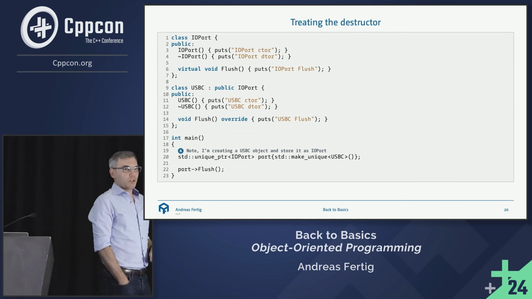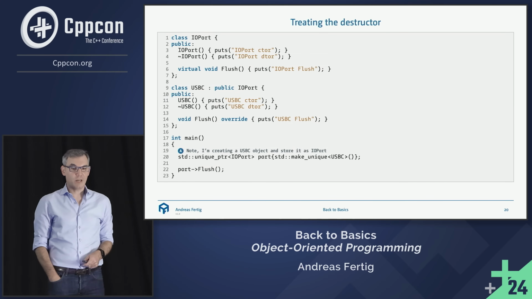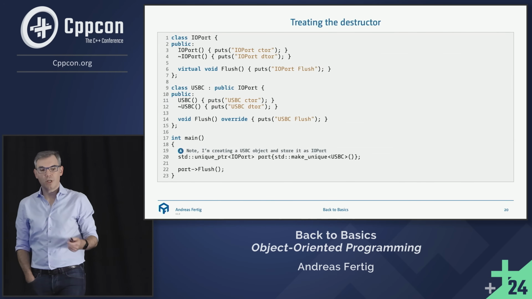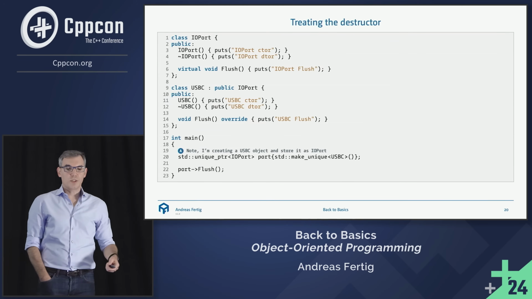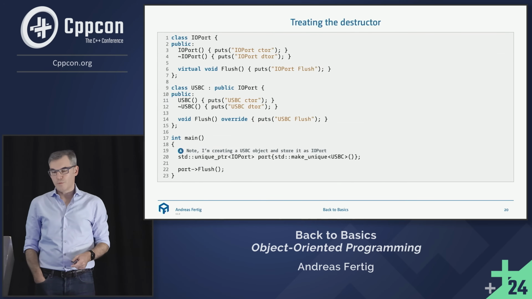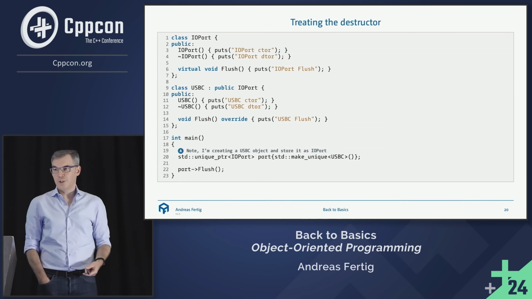Let's talk a little about treating the destructor. You've seen me doing that for some time now. Let's suppose I have this class IO port. IO port comes with a default constructor, with a destructor, and a virtual member function flush. Then I have a specific port version, a USB-C port here, which also comes with a default constructor, a destructor, and it overrides flush from the base class.